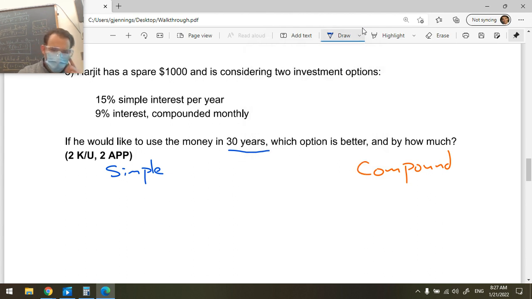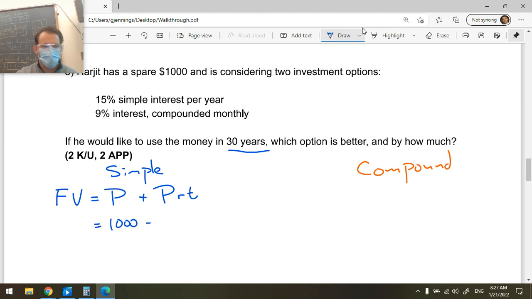Here, the future value of your simple interest investment is going to be the money you put down in the beginning plus the interest. Another way of finding the interest on a simple investment is P times R times T. So here, future value is going to be equal to the principal, which is $1,000, plus 1,000 multiplied by the interest rate, R. So 15% simple interest.